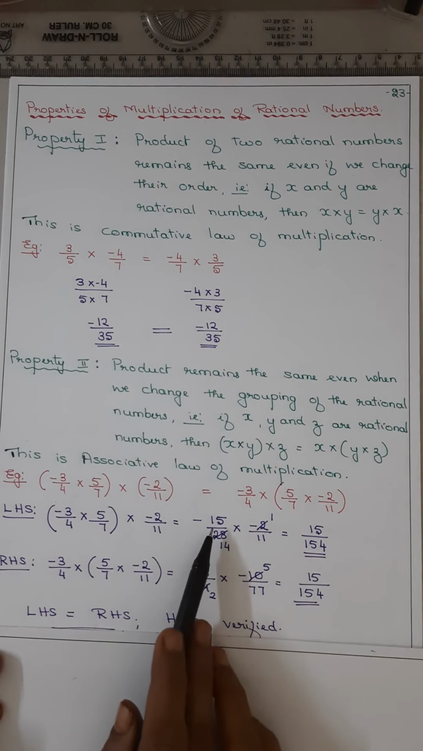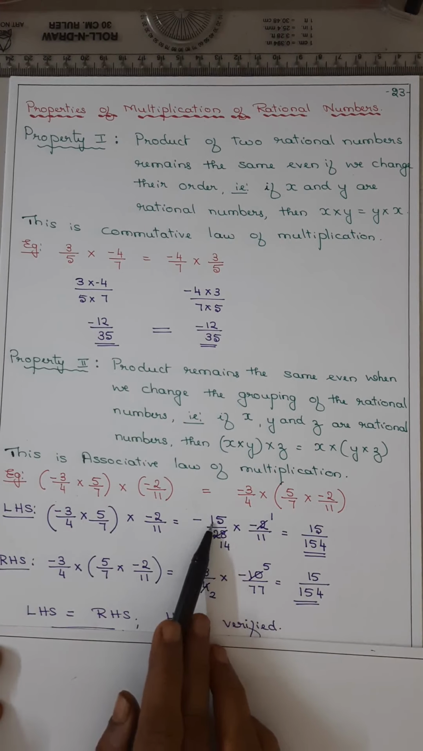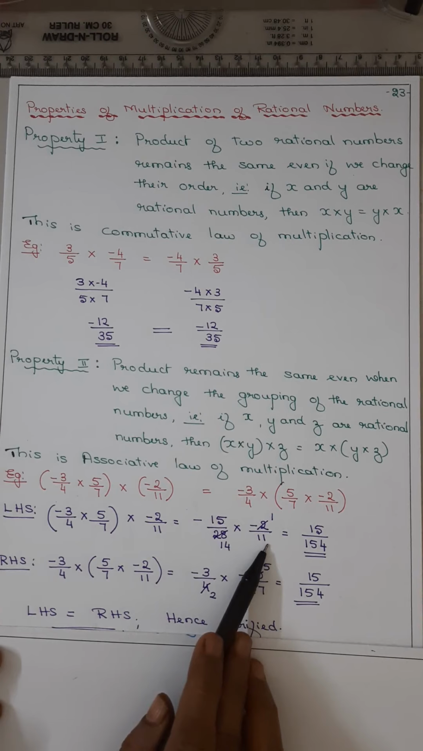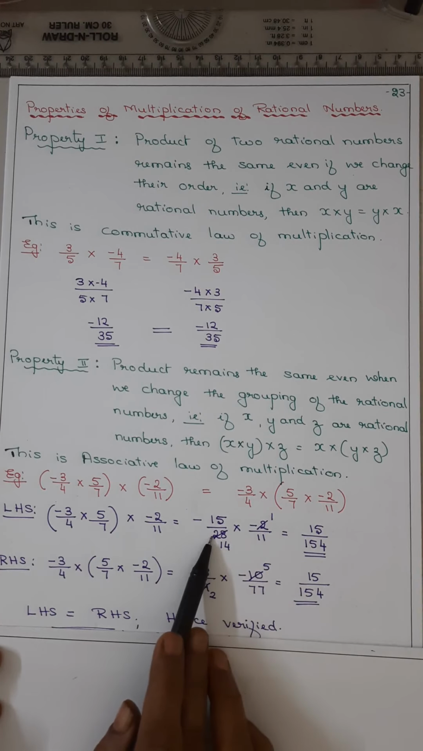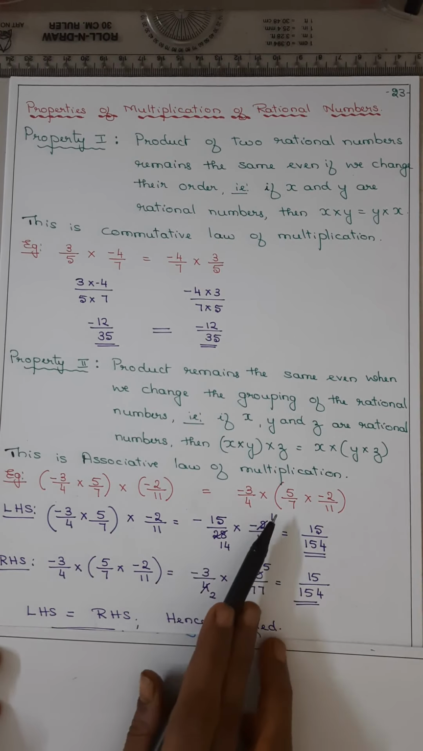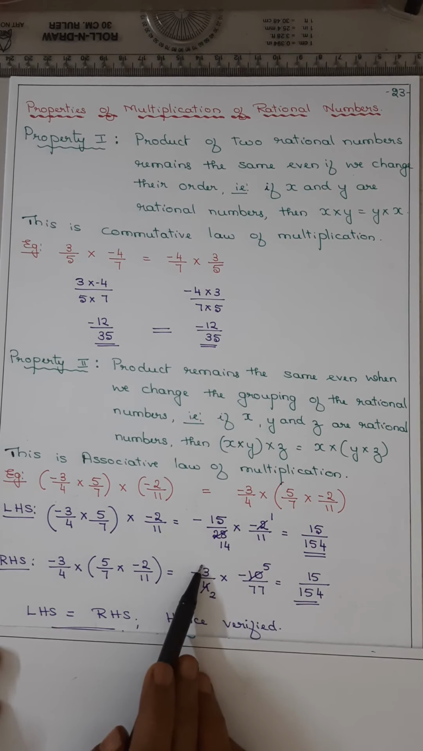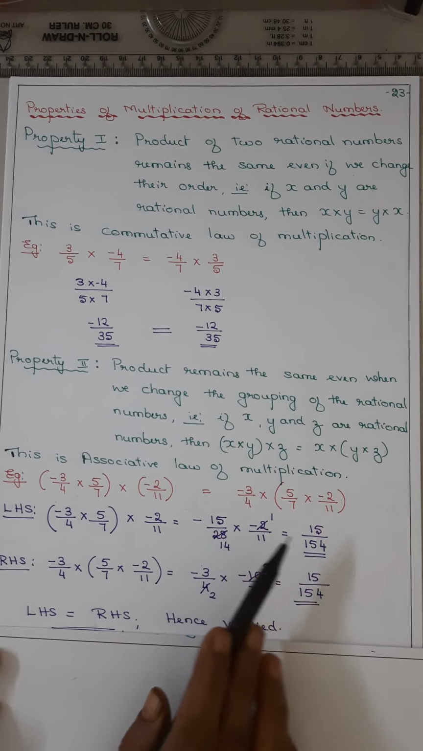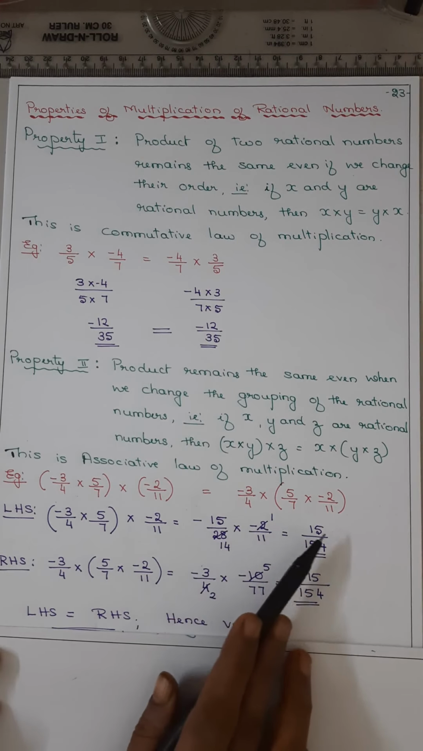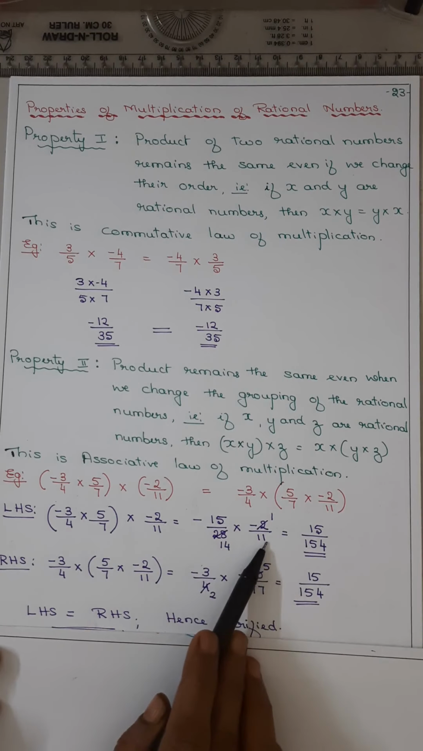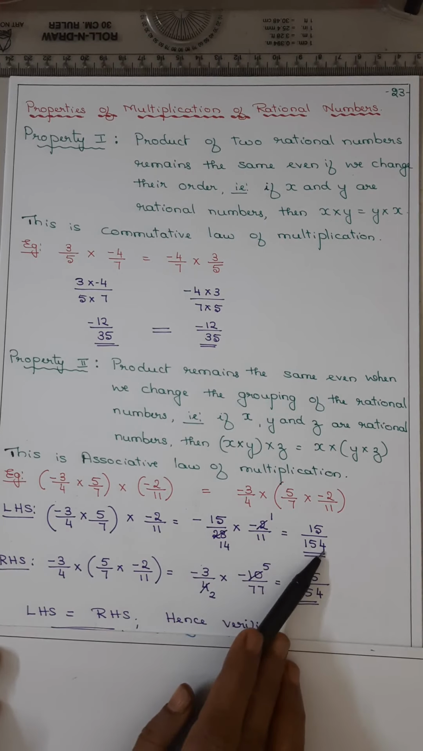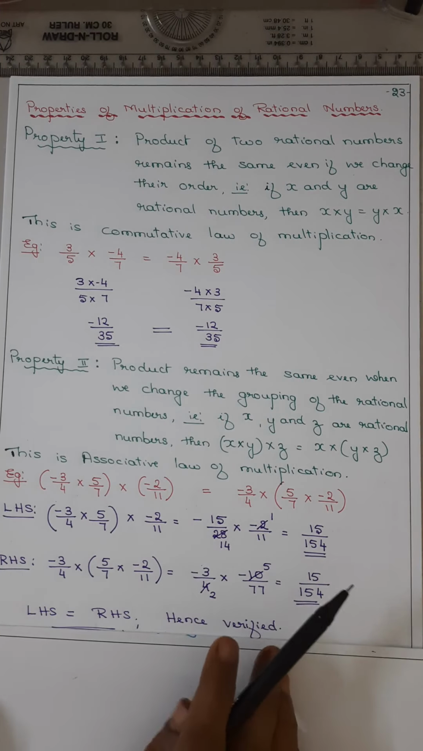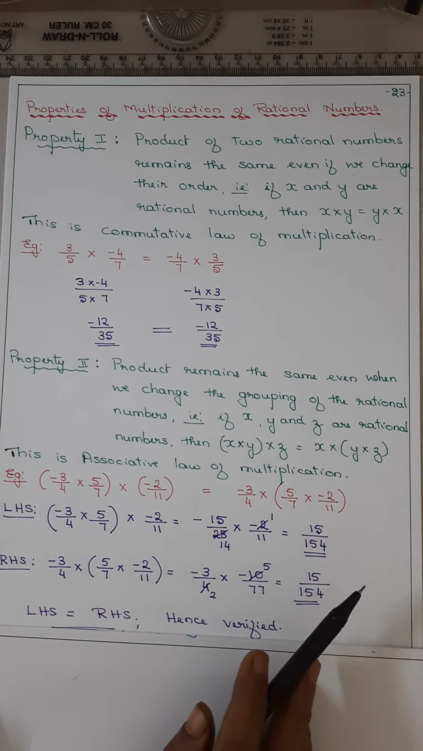So when you see 15 and 28, cancellation cannot be done. 15 and 11, not possible, but 2 and 28 it's possible. 2 ones are 2, 2 fourteens are 28. Now minus minus, same sign, plus. 15 ones are 15, 14 elevens are 154. So you got 15 upon 154.